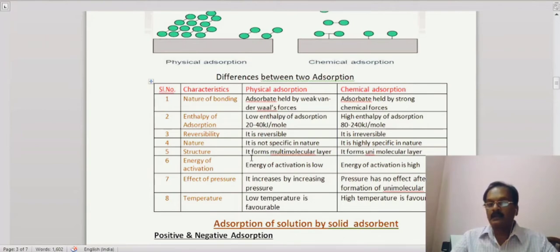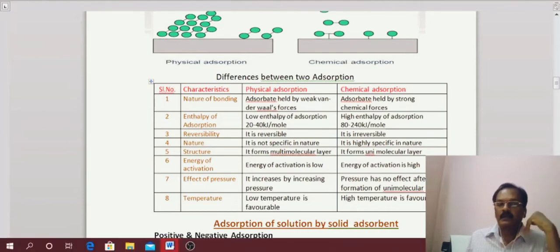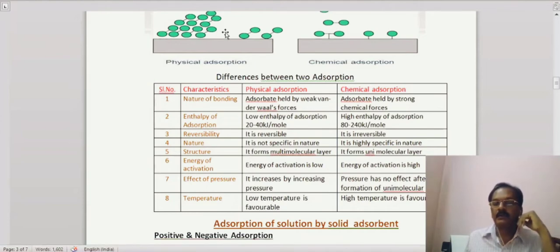In the regular class, I already covered the definition of what is physical adsorption and what is chemical adsorption, or physisorption and chemisorption. Now let us go for a discussion about the differences between physical adsorption and chemical adsorption. Look at the PPT that is present on the screen. I have given a diagram representation.